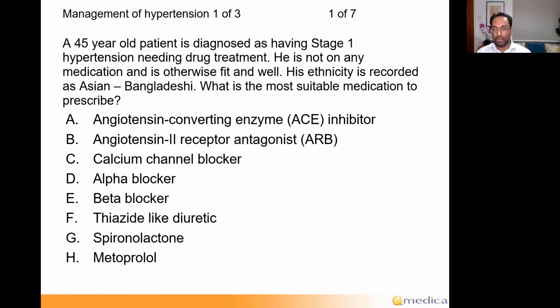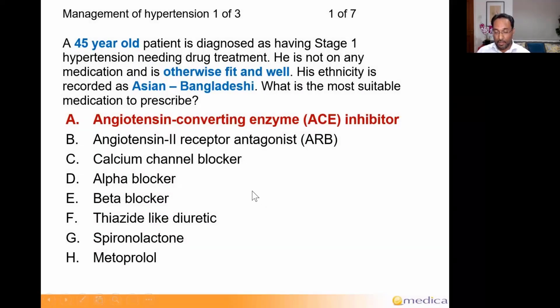Okay, great. So the main split, 70% of you picked A, ACE inhibitor, about 20% of you picked C, calcium channel blocker, and then very few picked any of the other options. So key things here is this patient's 45 and his ethnicity is Asian Bangladeshi, and is otherwise fit and well. And he needs drug treatment. So what drug are we going to give in the first step? Correct answer is A, an ACE inhibitor.